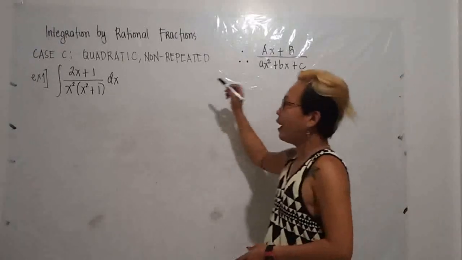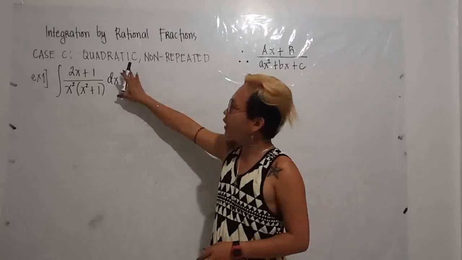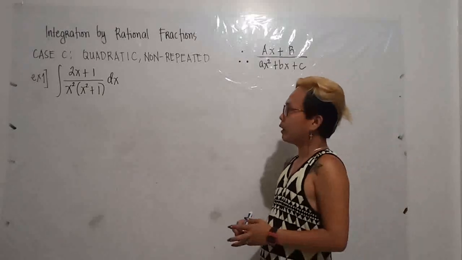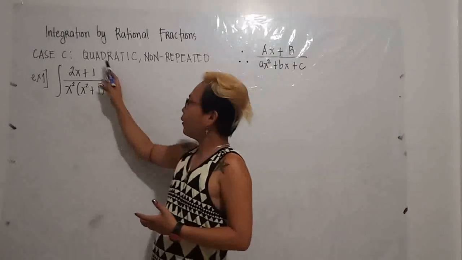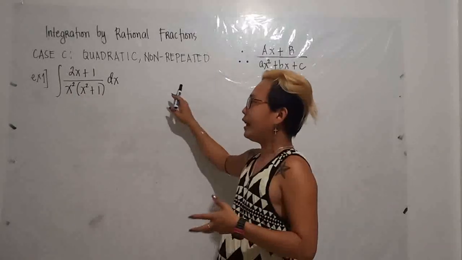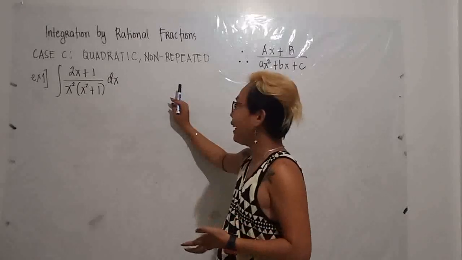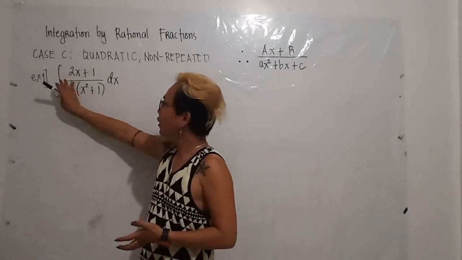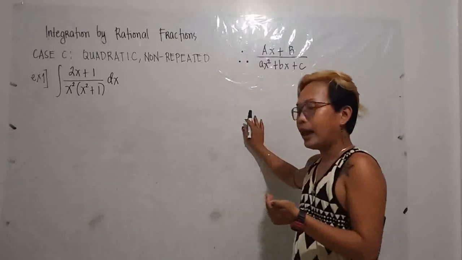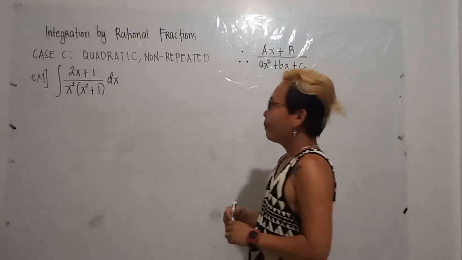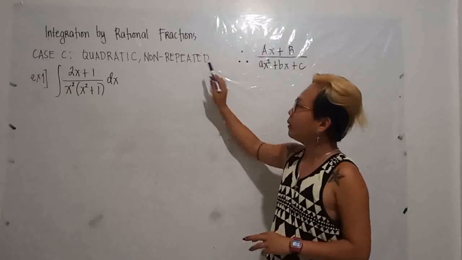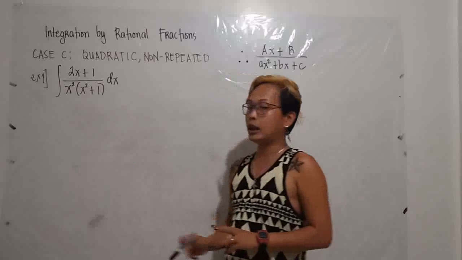So for example, you will have to use this concept kay integral of 2x plus 1 over x squared multiplied to x squared plus 1. If you look at the equation, this x squared is quadratic pero pwede siyang gawing linear and repeated cases. So in that case, under si x squared kay case b, which can be 1 over x plus 1 over x squared. Pero pagdating kay x squared plus 1, that is under ng quadratic pero non-repeated kasi nag-iisa lang yung x squared plus 1 natin.